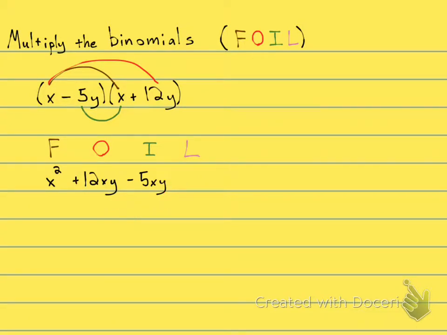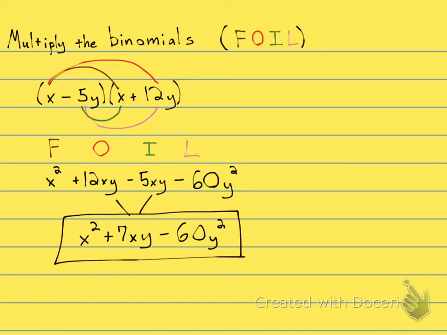All right, let's do the last two. Negative 5y times positive 12y. Negative times a positive is a negative. 5 times 12 is 60, and y times y is y squared. Now, like with most foiling, we're looking to put the middle two terms together, and that happens here. 12xy minus 5xy is going to give me 7xy. Middle two terms will combine. Drop down the x squared in the front, and drop down the minus 60y squared in the back.